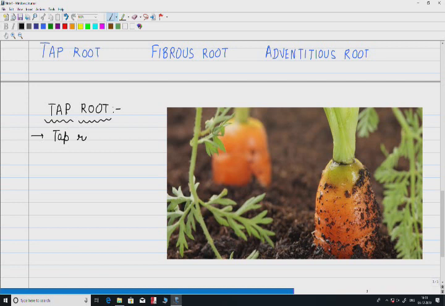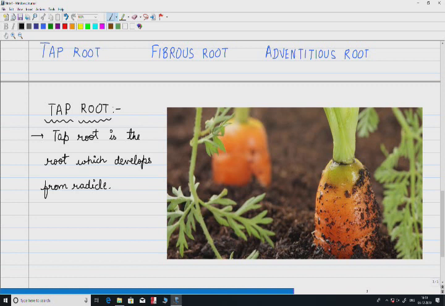Taproot, what is taproot? It is the root, basically just write, is the root which develops from the radicle. So that root which develops from the radicle is called the taproot.